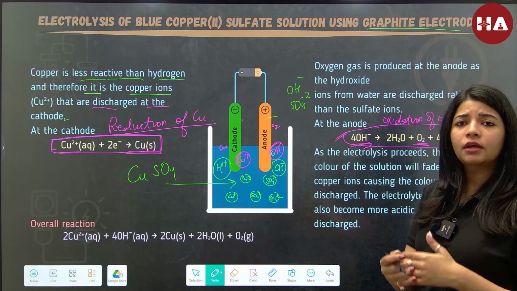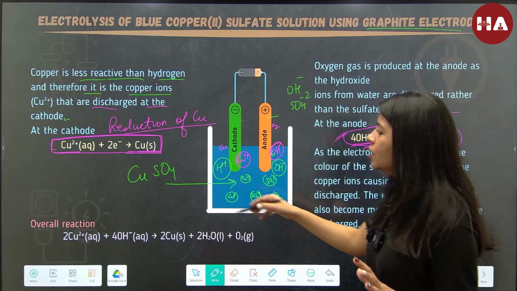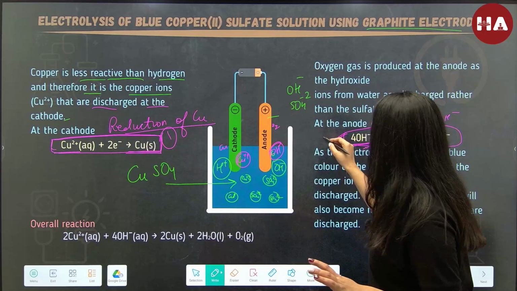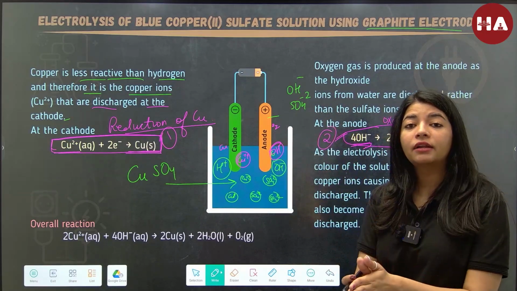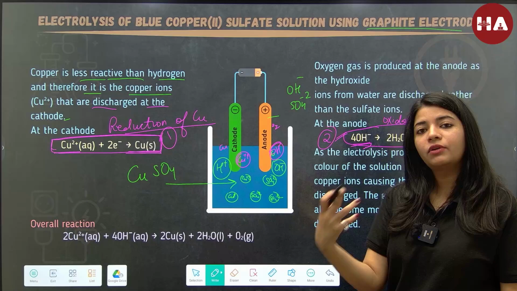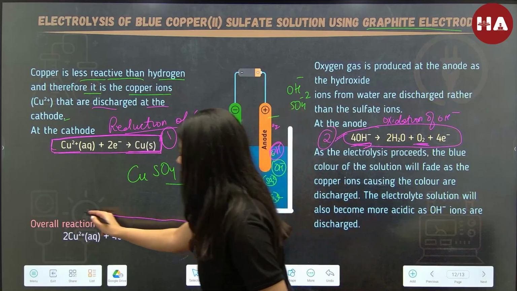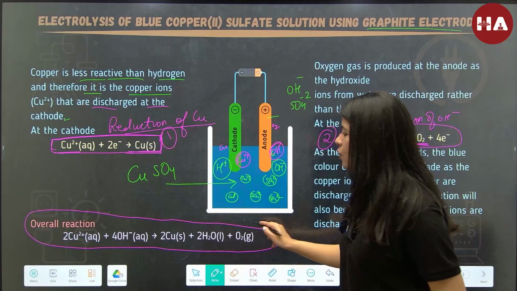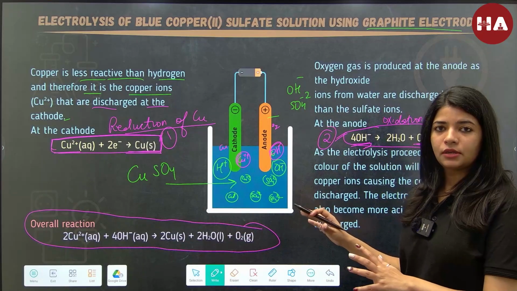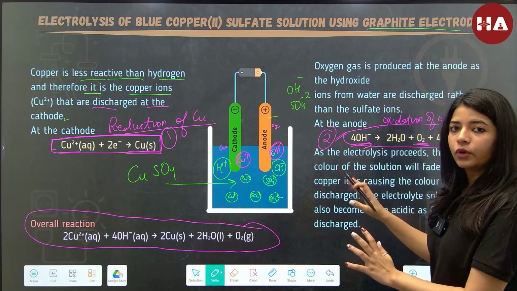If you write the complete overall reaction, then what do we do? We add reaction 1 and reaction 2, or we can say we add the reaction which is taking place at the cathode and the reaction which is taking place at the anode. If you add them, you will get this particular reaction, which is also known as the overall reaction of this. Take a minute and note it.